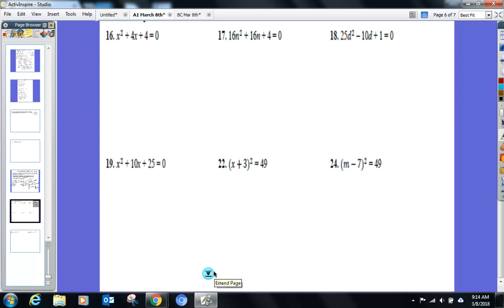Let me see you do 22 and 24 on this page. 22 and 24.